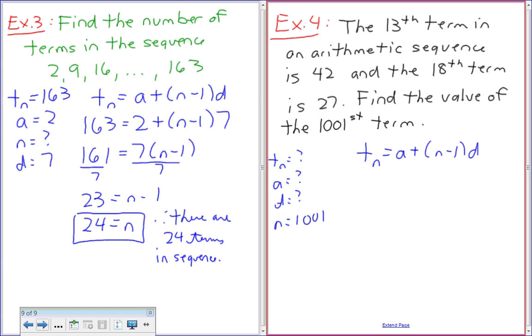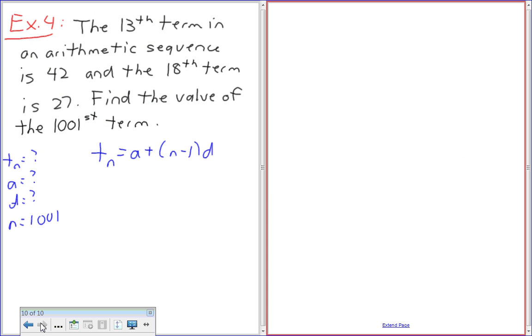Would you go 42 minus 27? What is that going to give you? I don't know. Okay. I'm going to just write down everything that I happen to know and see if we can do this here. So I'm going to use T13 equals 42. Can somebody put that into an equation for me if I'm using Tn equals A plus n minus 1 d? Tell me anything that I know from T13 equals 42. What values do I know? You know n, that's good. What's n going to be? It's only 13. So I can rewrite this as 42 equals A plus 13 minus 1 d.